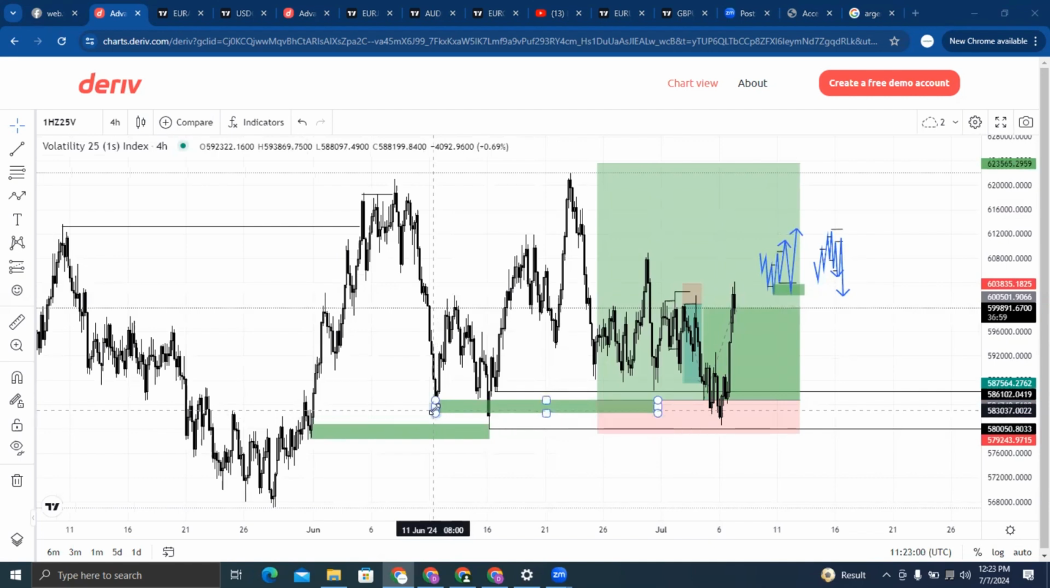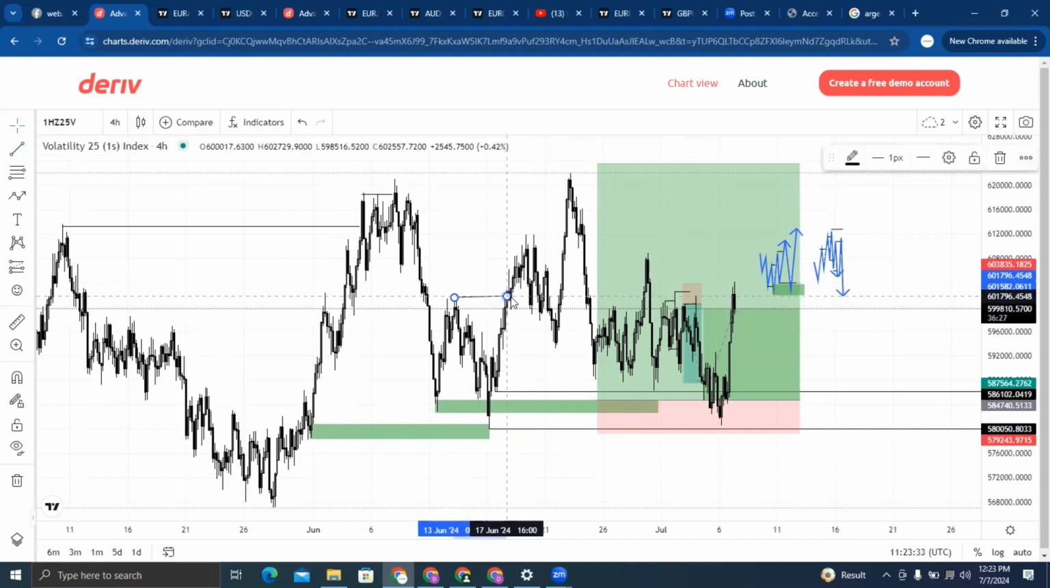Price created an inducement, an engineered liquidity, then came back and took out this liquidity over here, because a lot of people would think the market has started buying and jump into the trade. But the market reversed, took out this zone, came and mitigated this other block here, then broke structure, just like I said in the earlier example when I was teaching.